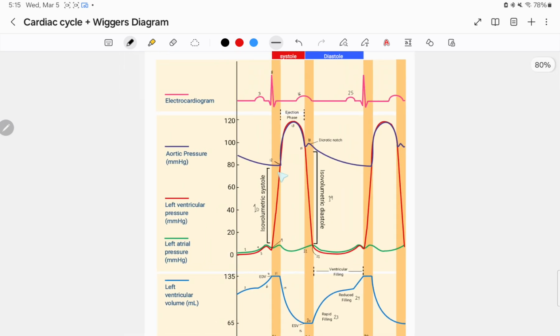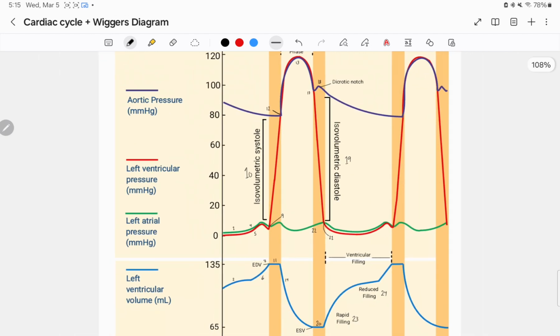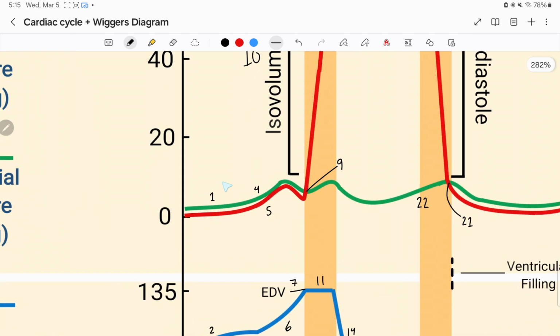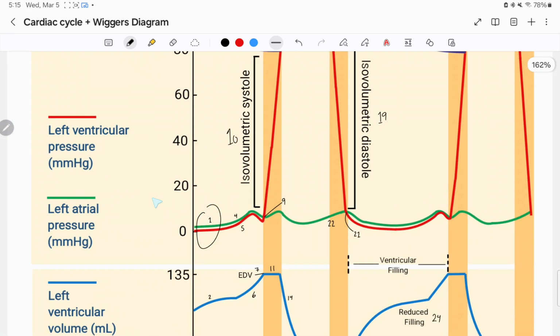Let's get started. We're going to start at all of these little bits that I've numbered, okay? So the first one is right over here, number 1. What do you notice? Well, in number 1, I can see the left atrial pressure and the left ventricular pressure. But what do you notice? You notice that the left atrial pressure is slightly increasing.